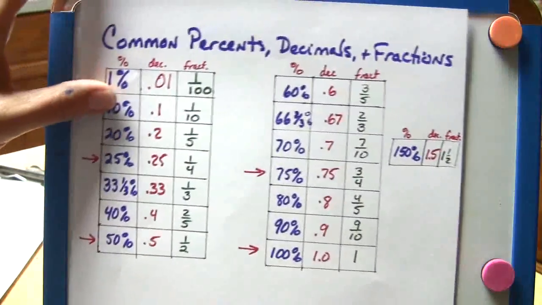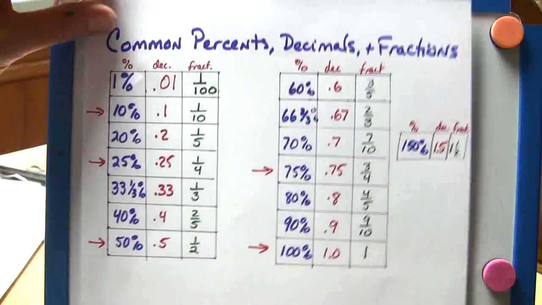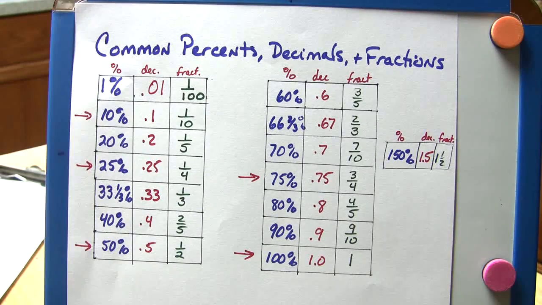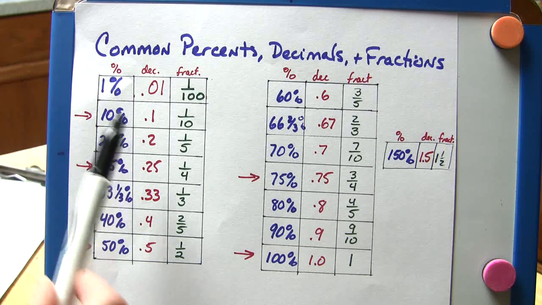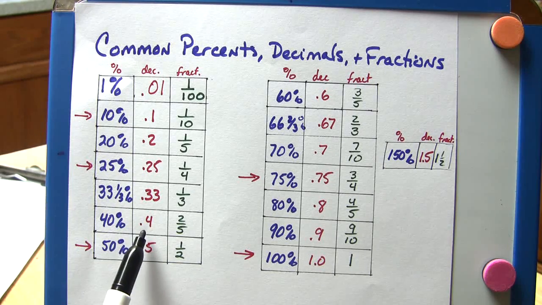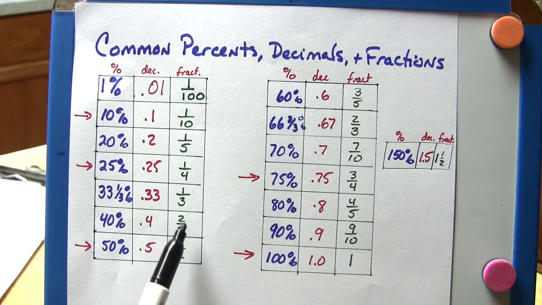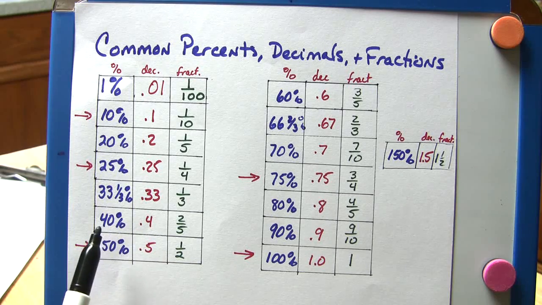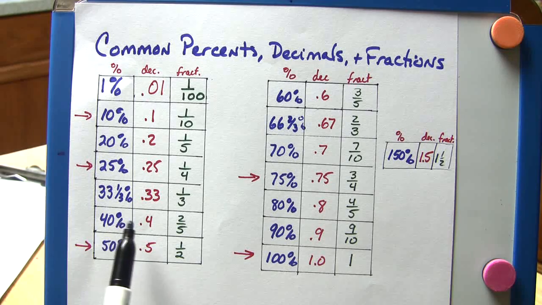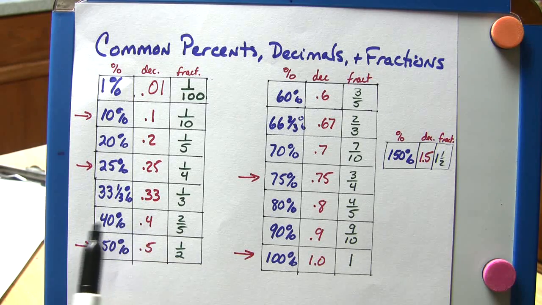To start with, let's just look at a table of some common percents, decimals, and fractions. If you have 40% as a decimal, that's 0.4. As a fraction, that's 2 over 5. If you need to refresh how to convert percents to decimals and into fractions, you may want to pause on this page and just give yourself some practice.